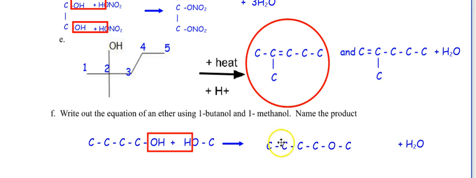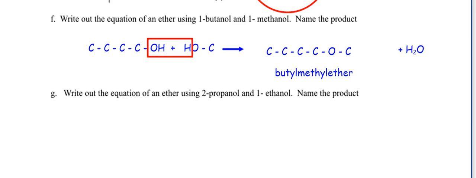And how am I going to name this? Well, this is a B for butyl. This is an M for methyl, so it's a butyl methyl ether. Let's look at the next one. All right, so write an equation of an ether using 2-propanol and 1-ethanol. Name the product. All right, well, here's my 2-propanol.